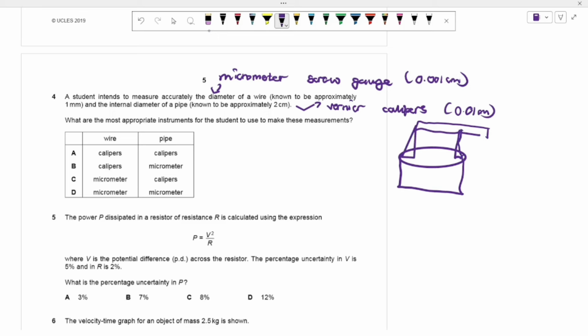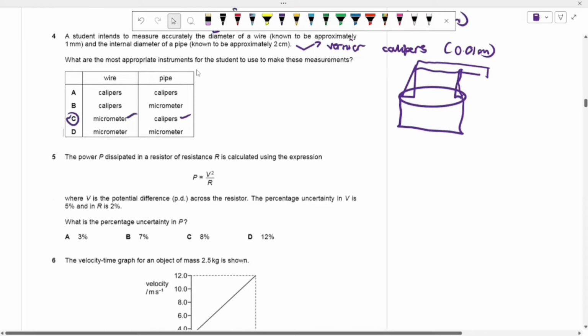So I'd recommend for the wire, you use a micrometer. For the pipe, you use calipers. So the answer would be C. Move on to question 5.